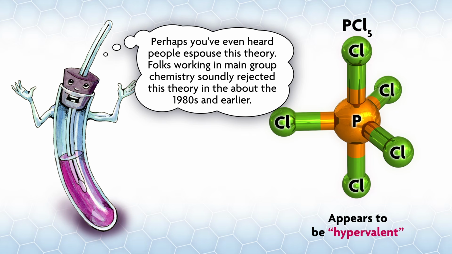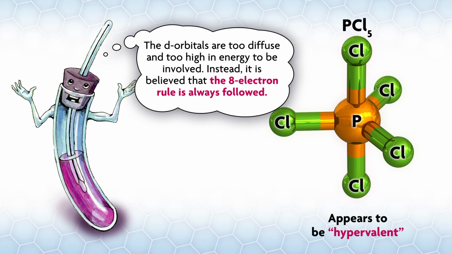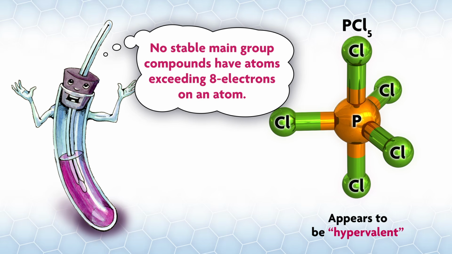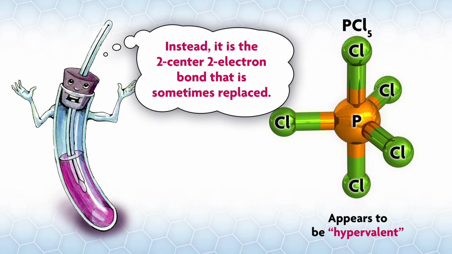Folks working in the main group chemistry soundly rejected this theory in about the 1980s and earlier. The d orbitals are too diffuse and too high in energy to be involved. Instead, it's believed that the 8-electron rule is always followed. No stable main group compounds have atoms exceeding 8 electrons on the atom. Instead, it is the 2-center 2-electron bond that is sometimes replaced.